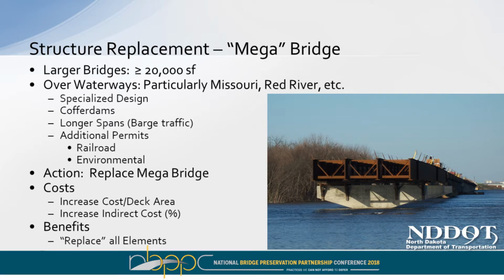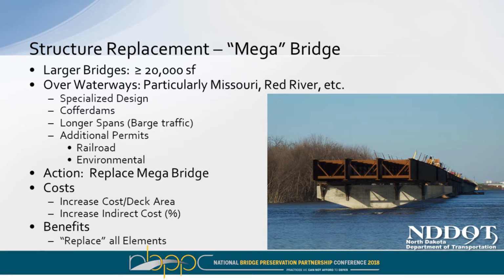Okay, but we know that these costs, the reason that we break this out is that when you're over a waterway, when you have these longer spans, the costs are in a different range. We have a lot more environmental documents that we end up having to do. So these really go into, and this is what our history has shown us, that these can be double the cost of a smaller bridge per square foot. Basically, then again, we would replace all of the elements.